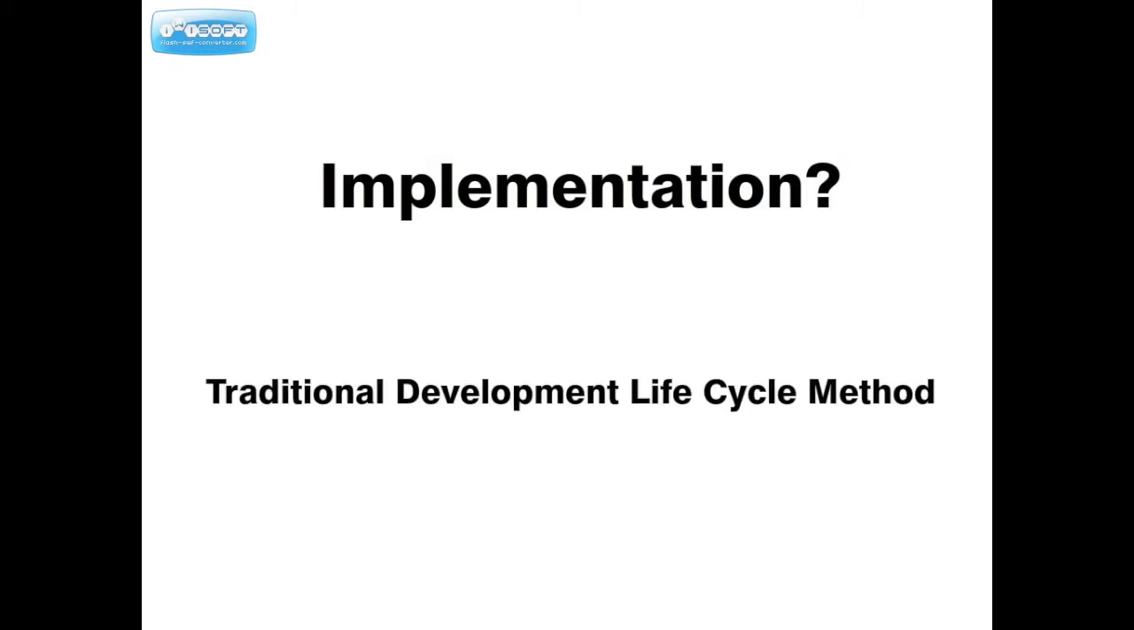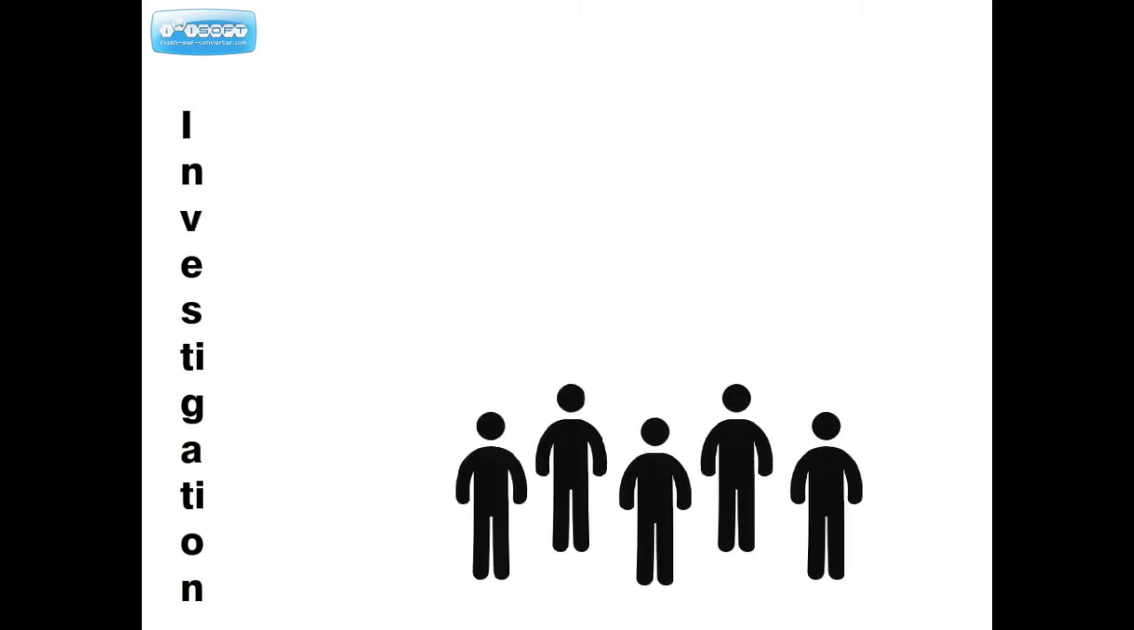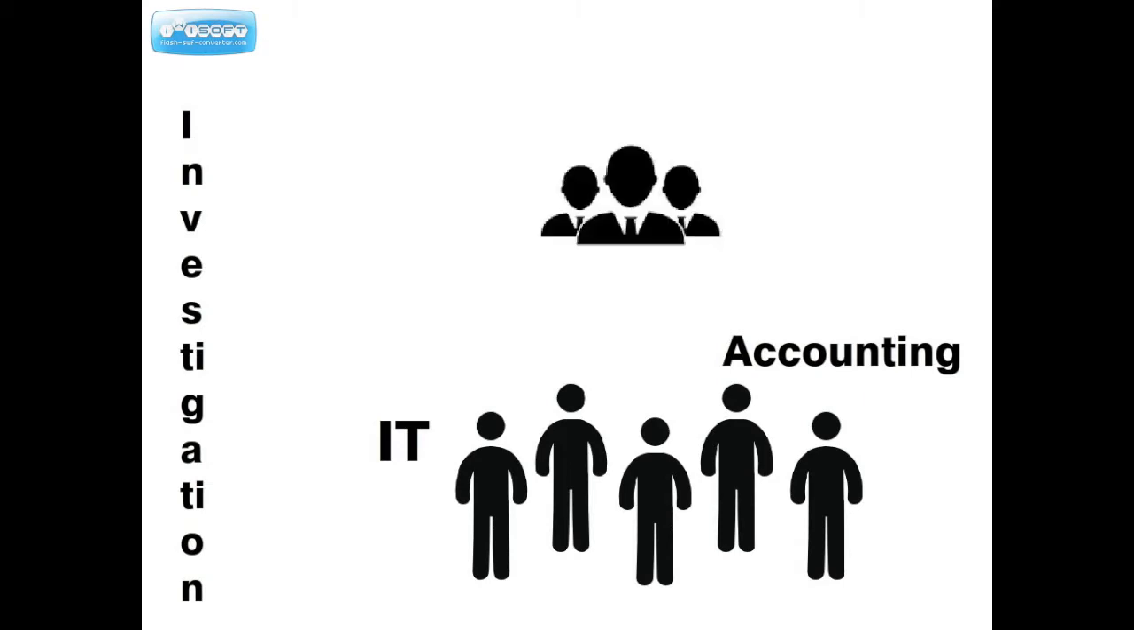The company used the traditional development life cycle method to implement it. First step is investigation. A team consisting of people from different departments, including IT and accounting, was set up to investigate the problems such as high costs and system delays. The team was overseen by top management to ensure that the new system would support organization goals.